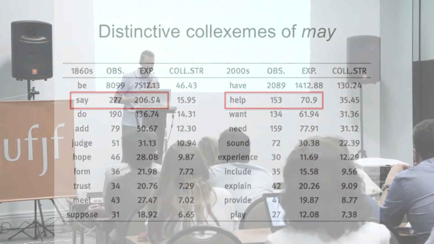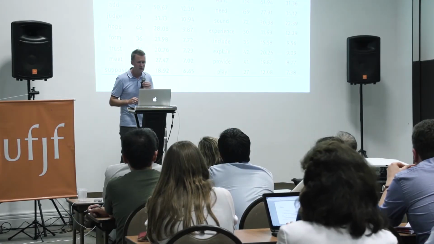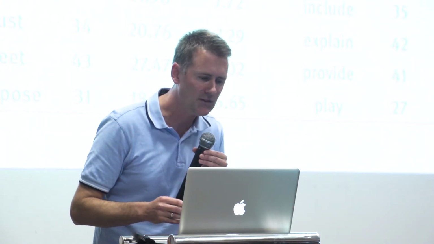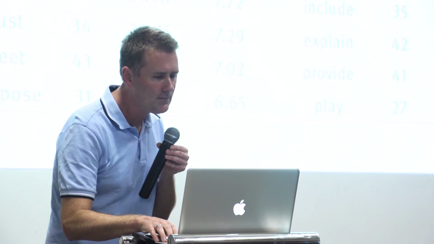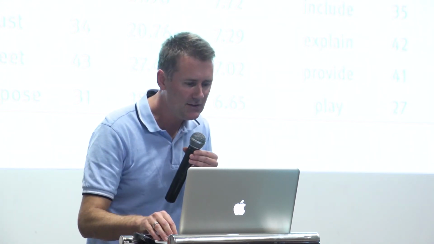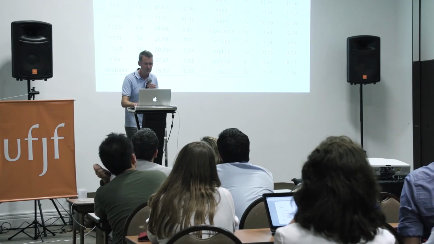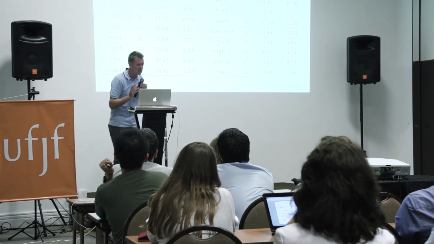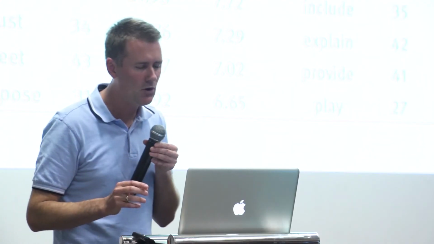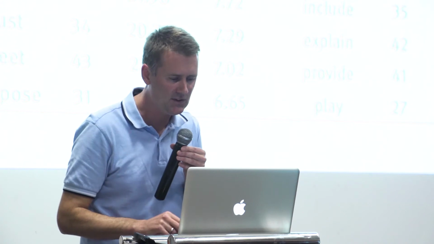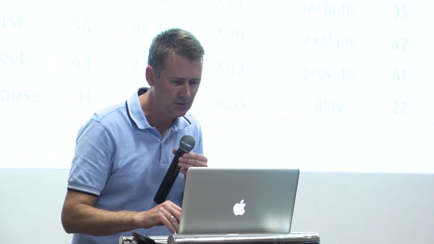And what you see in this table are the verbs whose distribution is maximally uneven across the two time periods. So for instance, may say occurs 277 times in the 1860s. That's a lot more than we would expect by chance. And conversely, an expression like may help is much more typical of the 2000s. Yeah? So here the observed frequency is much higher than the expected frequency.